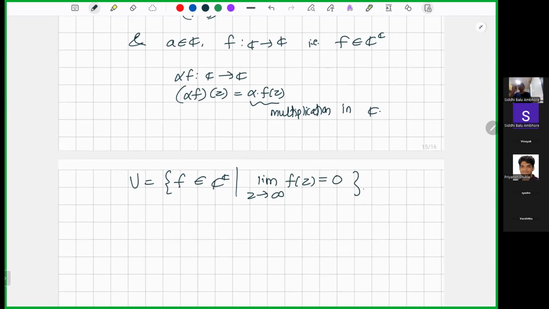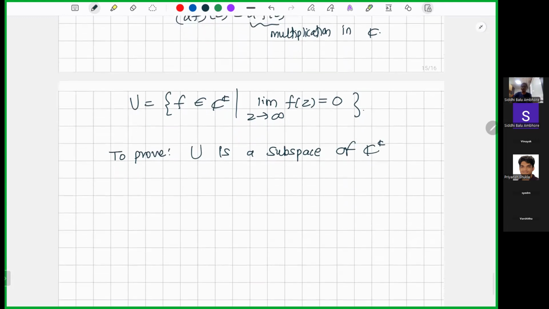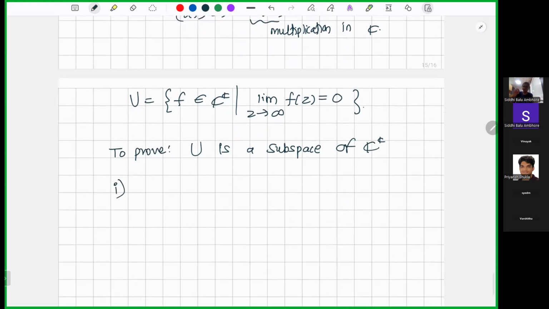This is what my set is. And we have to check to prove that U is a subspace of CC. So the first condition is to check whether the zero function is there or not. What is the zero function from C to C? It is that 0 of Z is just 0. This is very bad notation, but yeah.